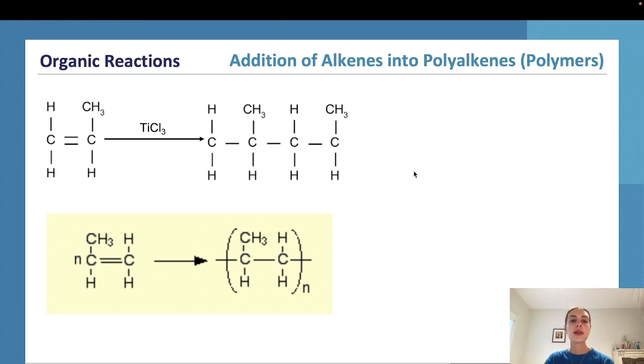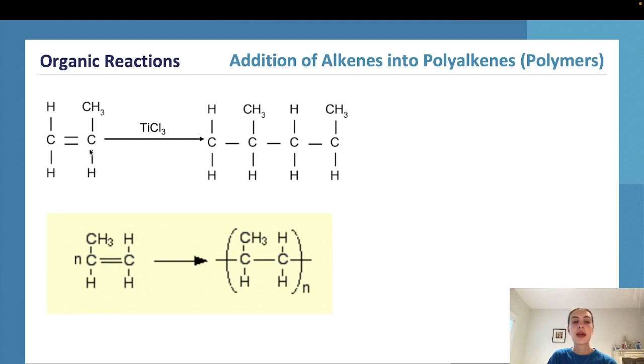The next one we can look at is an addition reaction of alkenes to form polyalkenes. This is known as a polymerization reaction. We're producing polymers. This is talked about a lot further into Unit 4, so I won't delve into this too much, but I will just briefly give an overview of what this is. So basically, if you combine alkenes with a catalyst such as TiCl3, you can form what's known as a polyalkene.